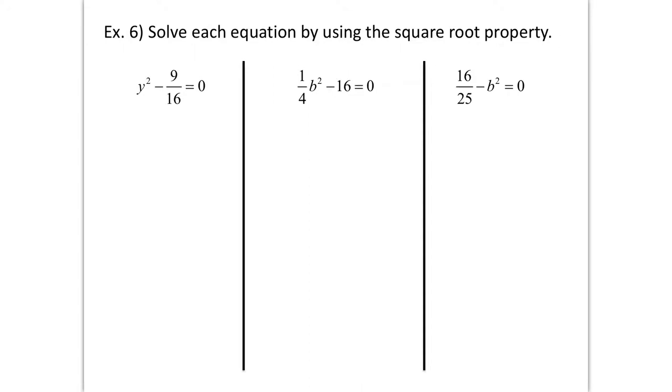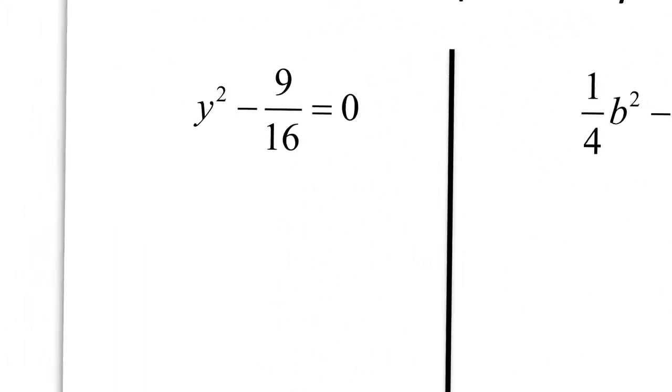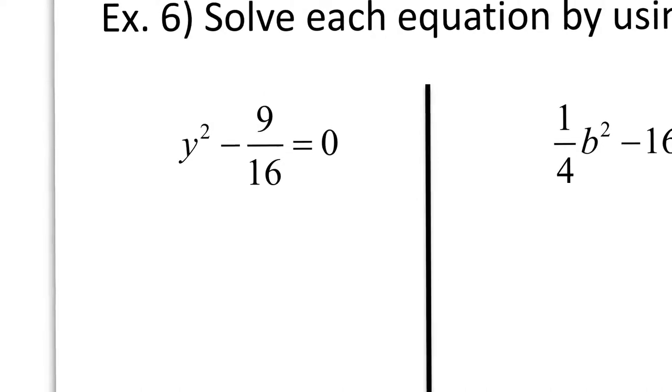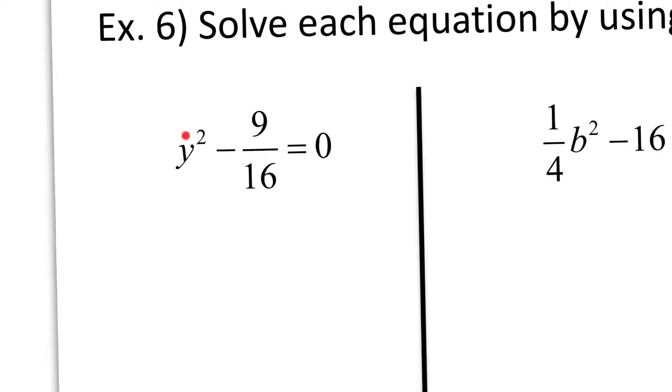Now these ones, they have a fraction. So you also have to know how to solve quadratic equations using the square root property when you have fractions. So let's look at the first one. Y squared minus 9 over 16 equals 0. Now remember that we're solving. We want to get y by itself. So that means we have to get rid of this fraction.